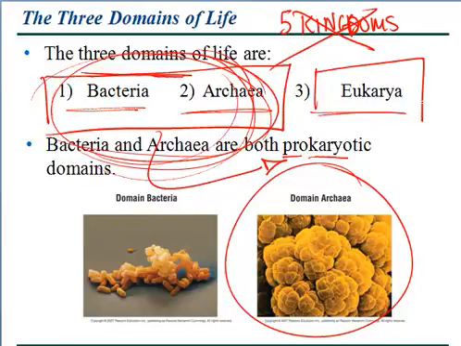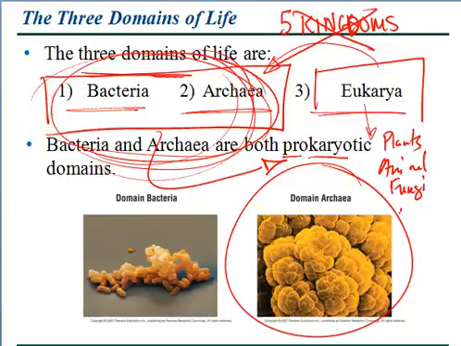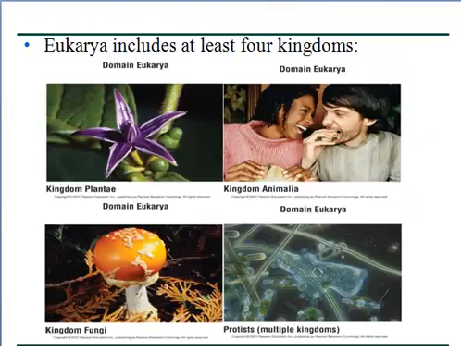Everything else in life fits into eukarya, which are totally outnumbered by these guys, by the way. Eukarya, true nucleus. All plants, all animals, all fungus, and all protists fit into this particular domain. That's kind of an important thing. So eukarya: all plants, all animals, all fungi, all protists fit into the true nuclei.